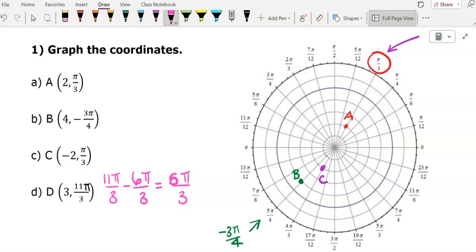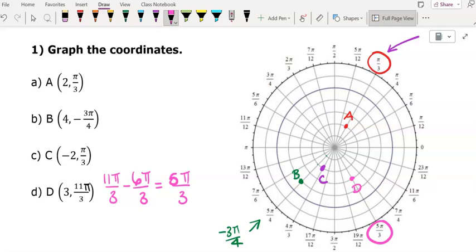And so that's where it's at. So here is 5 pi over 3. That's the same as 11 pi over 3. They are coterminal angles. So I found where 11 pi over 3 is, and I'm going to go out from the center 3 rings. So I'm going to go 1, 2, 3. And there's D. Okay? That is how you're going to graph these.